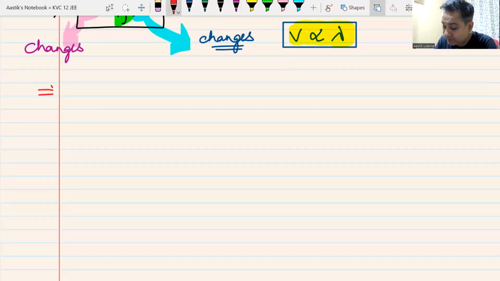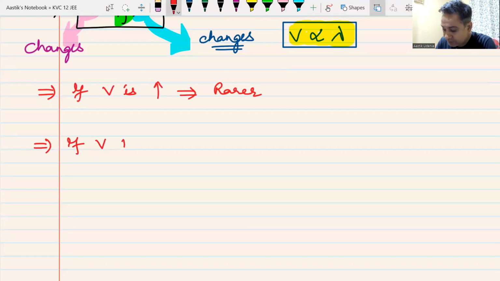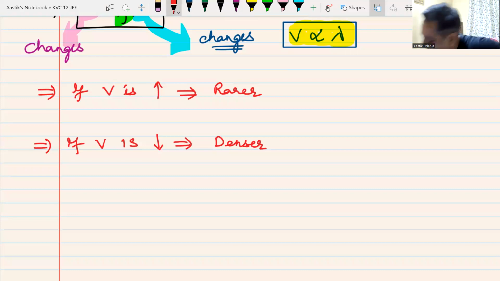Point number one: if the speed of light V is more, the medium is known as rarer medium. Point number two: if the speed of light in the medium is less, that means the medium is dense. It's very hard to move; that's how I remember it. The medium is called the denser medium. Do we understand this? Yes or no? Yes, sir. Very simple things, and you can understand them logically.